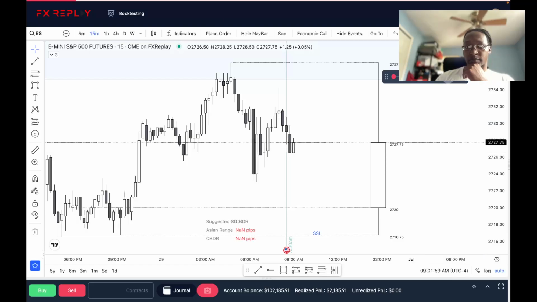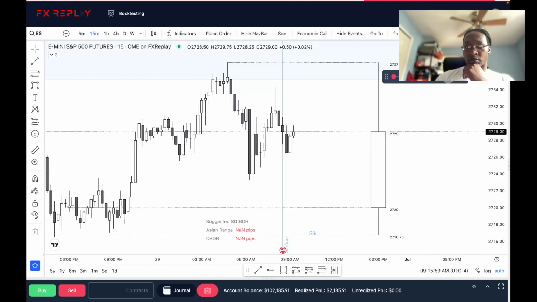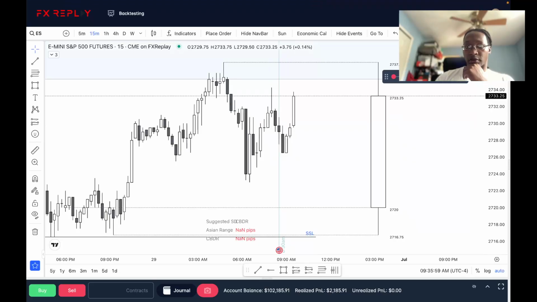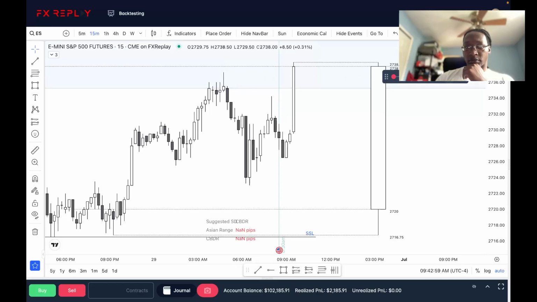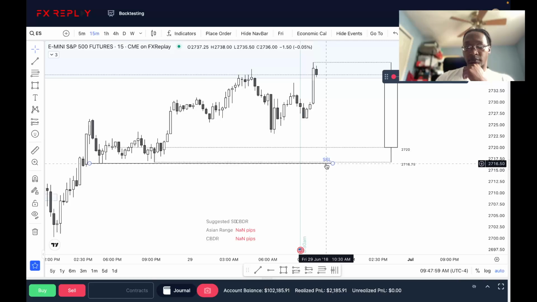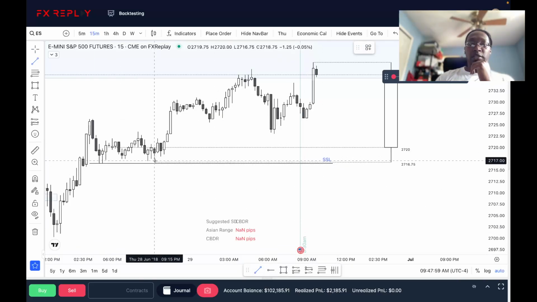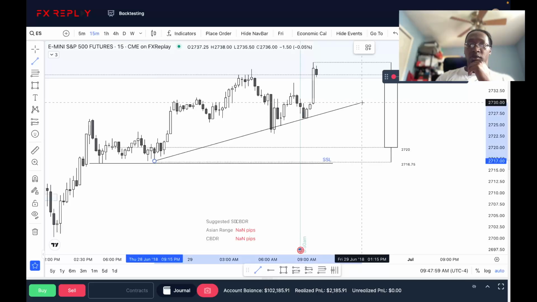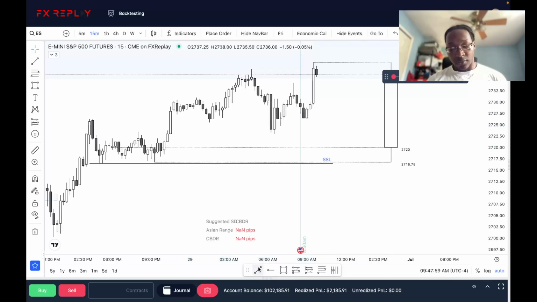It's 9 a.m., 9:15, 9:30. Run higher, taking out buy side. We have a relative equal lows here, and you can call this a trend line of liquidity. So I'd be looking at the run on this high into a fair value gap.